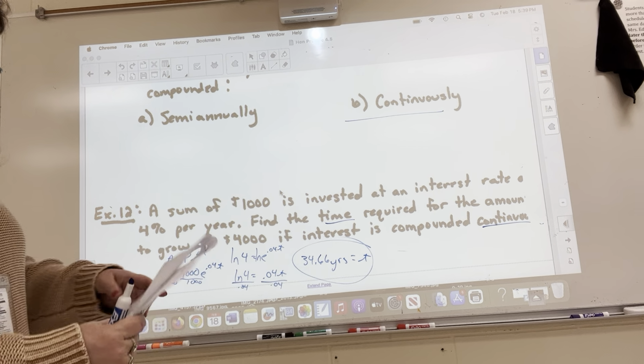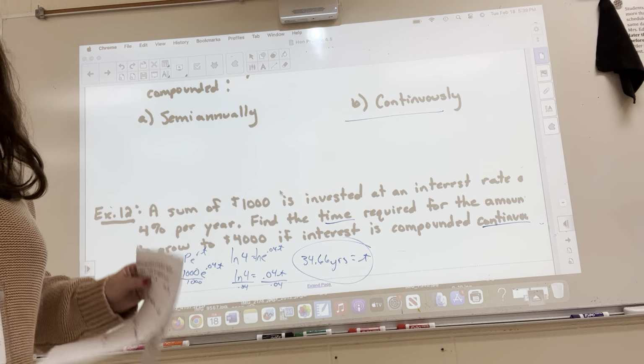That's the last example. Let me make sure I didn't miss any. The last example for this section.